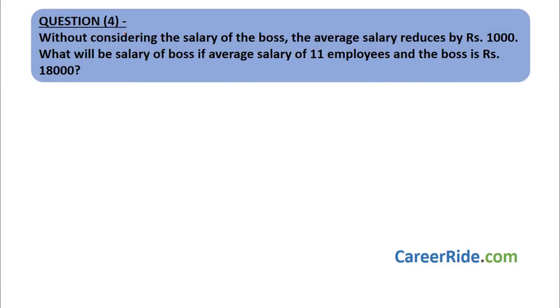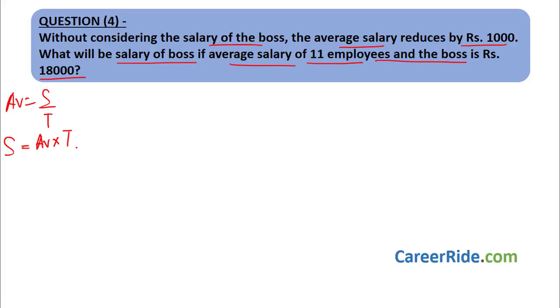Question number 4. Without considering the salary of the boss, the average salary reduces by rupees 1,000. What will be the salary of the boss if the average salary of 11 employees and their boss is rupees 18,000? Again, over here we do not know individual salaries, so it is much better to find the total sum. How to find the total sum? We know the formula for average is sum upon total, so total sum is nothing but average into total.